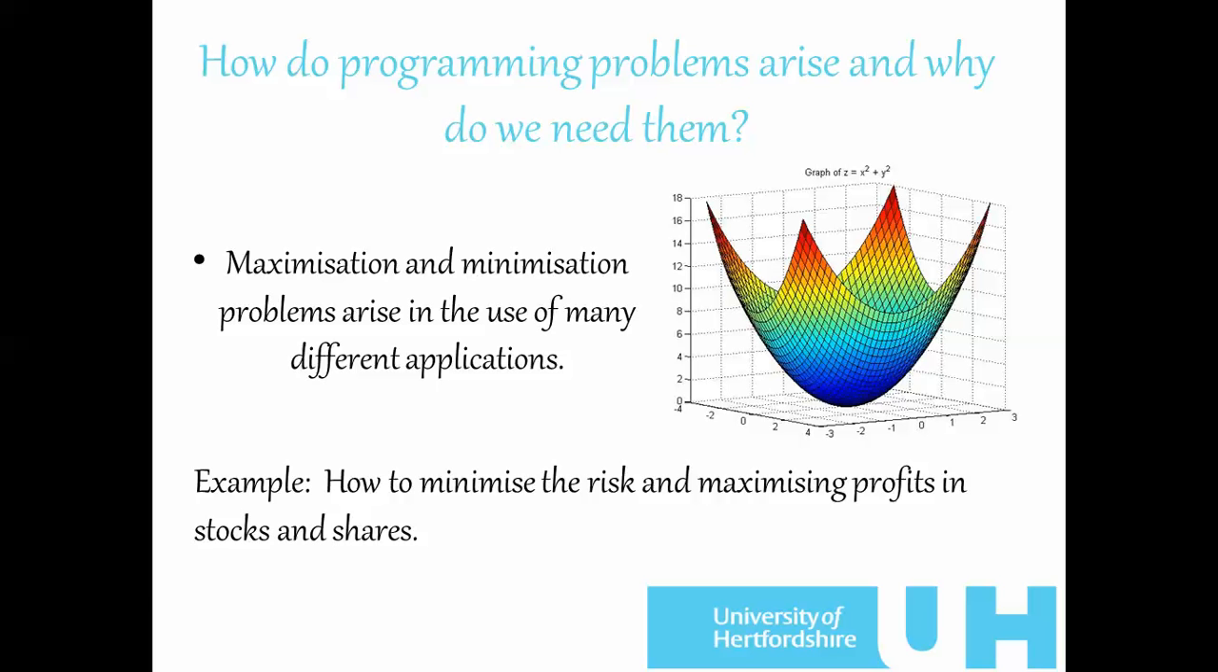So we have maximization and minimization problems almost on a daily basis, with applications in industries, just on building sites. So things like maximizing the area covered by a batch of cement or by building blocks in order to minimize the cost. A good example is how we maximize profits and minimize risk in stocks and shares in portfolio risk management. That's a very good example to see why we need maximization and minimization problems.